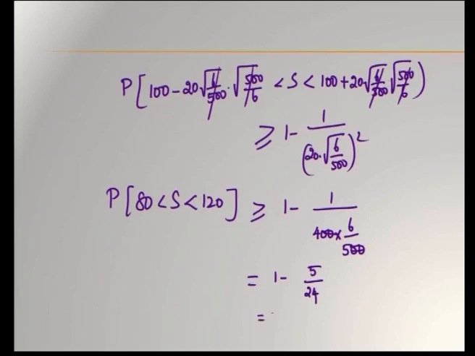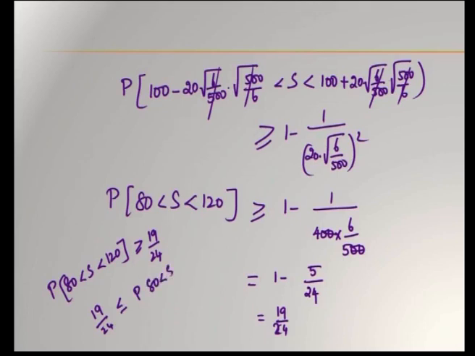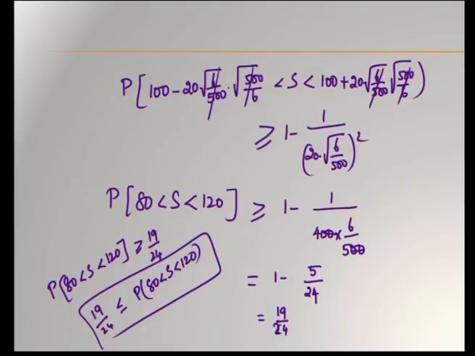Okay. So, this gives you 19 by 24. Hence, we have found out the lower bound. How is it written? P of 80 less than s less than 120 is greater than or equal to 19 by 24, or you write 19 by 24 is less than or equal to P of 80 less than s less than 120. So, this 19 by 24 forms a lower bound for this probability. So, the lower bound for the probability of 80 to 120 is 19 divided by 24.